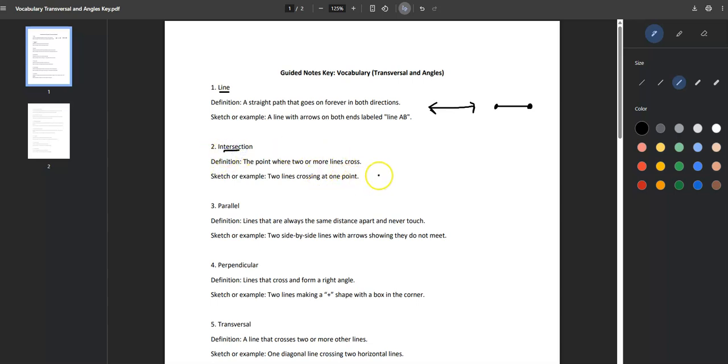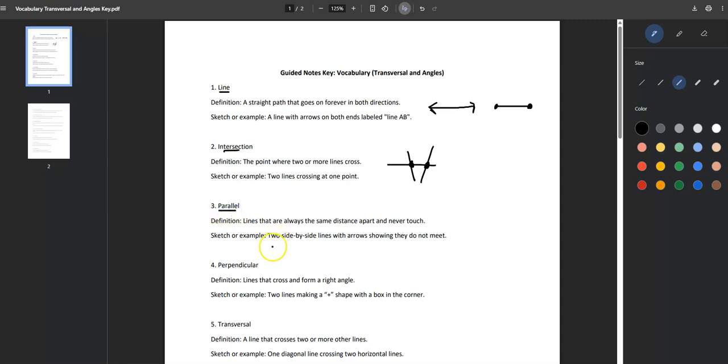If we look at intersection, that's where two lines intersect. So this would be a point of intersection, right there on the dot that I just drew. That would be considered where two or more lines cross. And again, you can have multiple intersection points. Like if I have another line here, there's an intersection point, and these are probably going to end up intersecting as well. So we can have a lot of different intersection points.